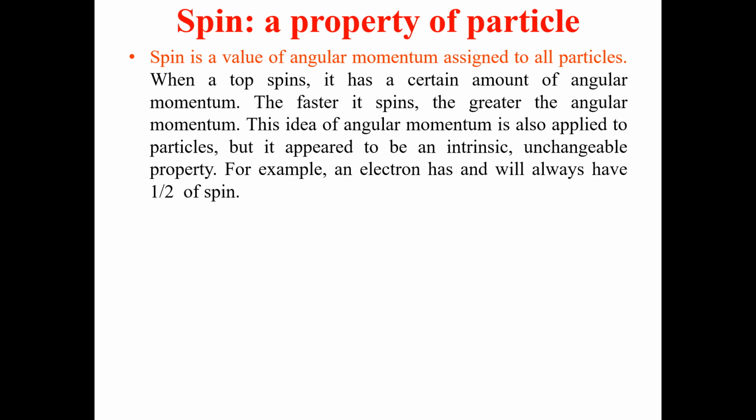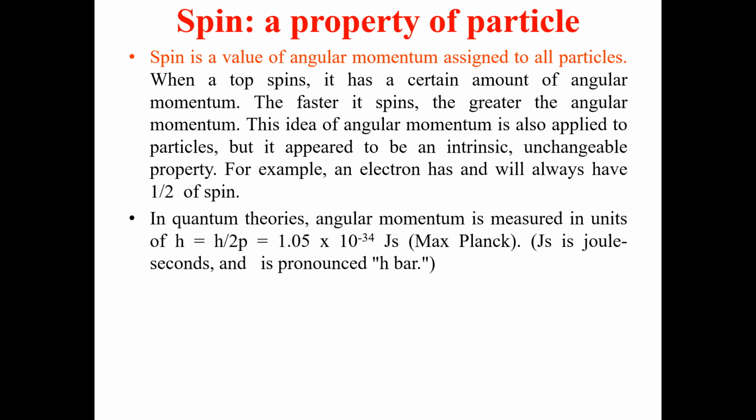When a top spins, it has a certain amount of angular momentum. The faster it spins, the greater the angular momentum. This idea of angular momentum is also applied to particles, but it appears to be an intrinsic, unchangeable property. For example, an electron has and will always have a spin of 1/2. That's why we say spin is an intrinsic, unchangeable property of particles. Taking the example of the electron, it has and will have a spin equal to 1/2.